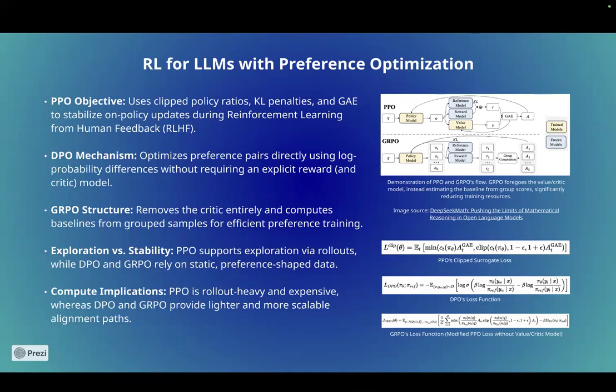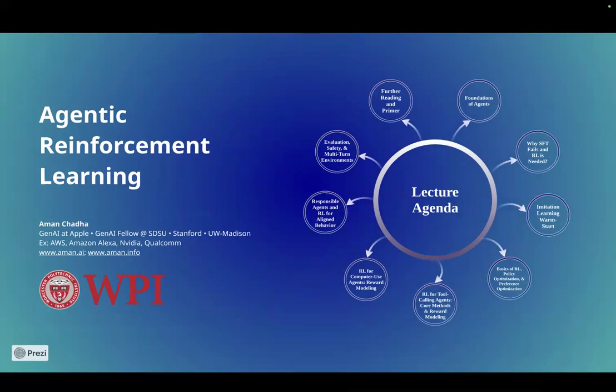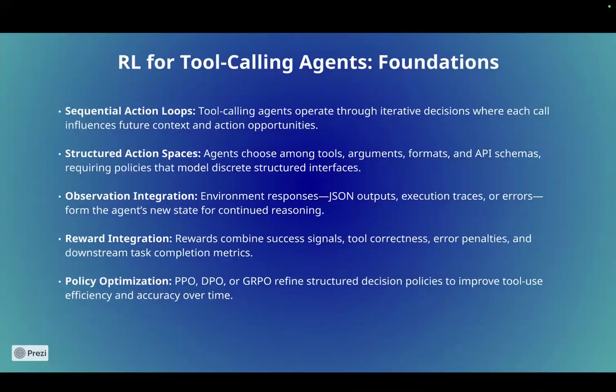So those are some of the key trade-offs with different preference optimization algorithms. Now we'll switch gears to tool calling, and we'll talk about why we need tool calling and how you have a model carry out tool calling.